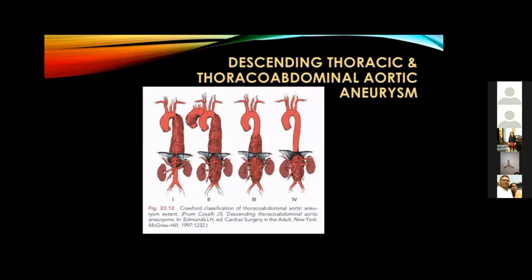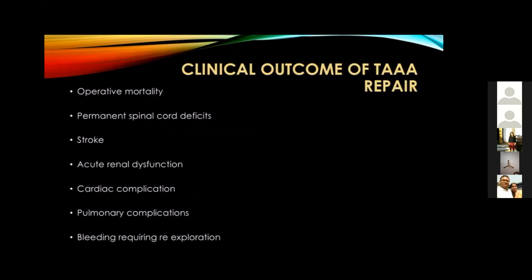Now, coming to the next part, the descending thoracic and thoracoabdominal aortic aneurysm. We know the proper classification of thoracoabdominal aortic aneurysm. Clinical outcome of TAAA repair: operative mortality is very high. Permanent spinal cord deficit, stroke, acute renal dysfunction, cardiac complications, pulmonary complications, bleeding, and re-exploration.